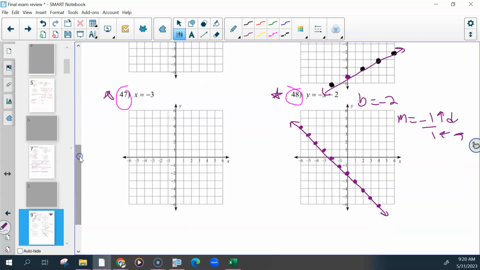For 47, because this is just an x equals, this is going to be a vertical line. So find when x is -3 on the x-axis, put a point there, and draw a vertical line up and down through that point.